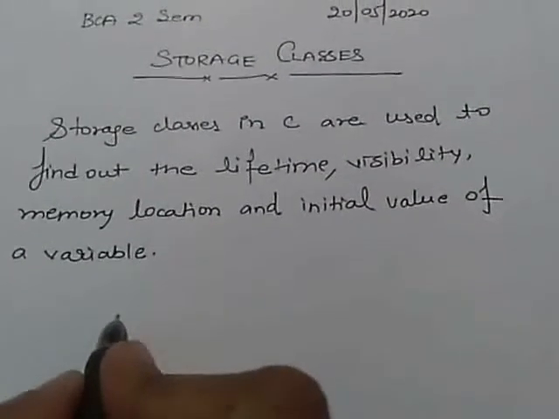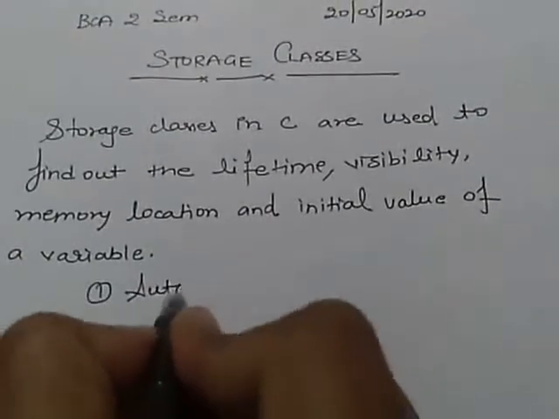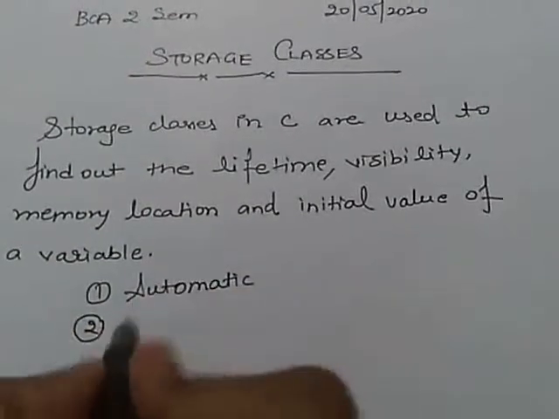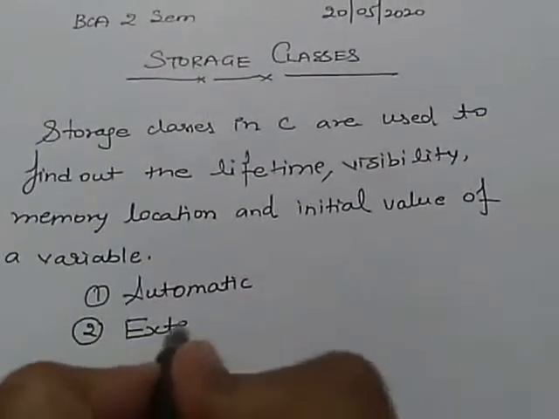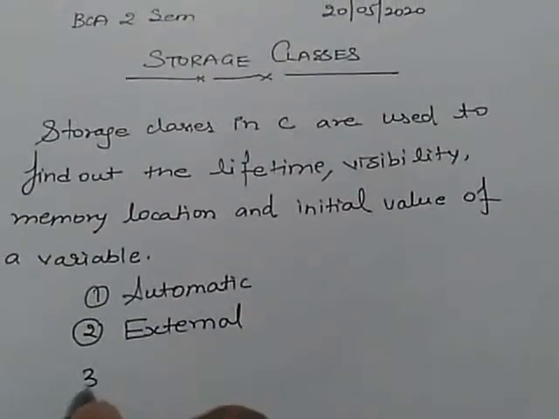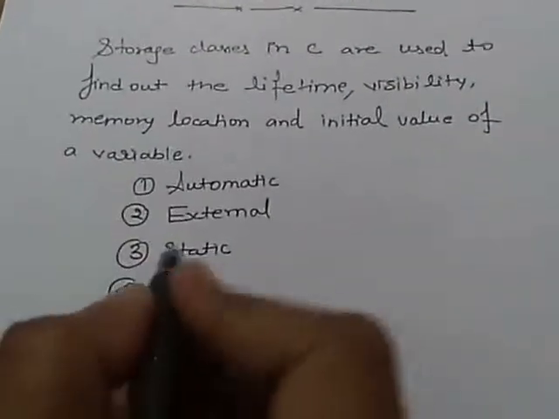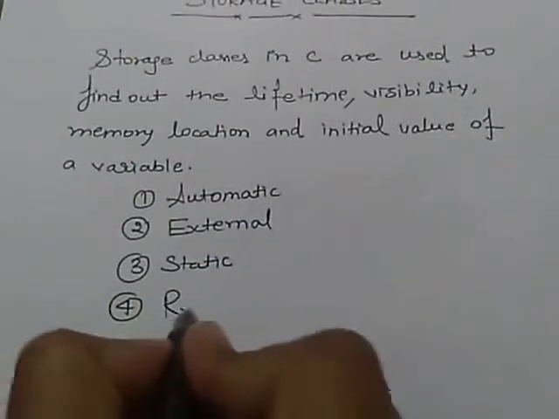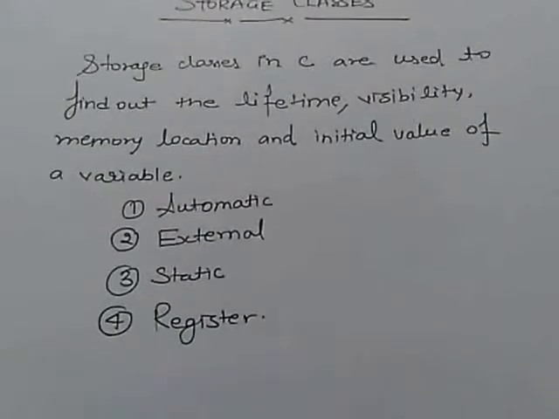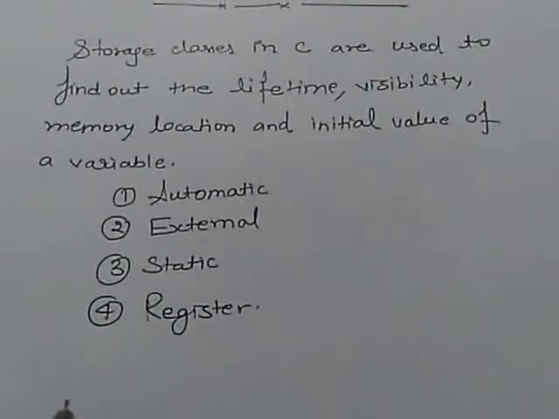In C language, we have four types of storage classes. We have automatic storage class, we have external storage class, we have static storage class, and at last we have register storage class. Now let us describe all these classes one by one.